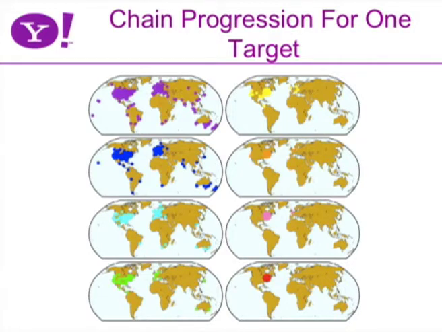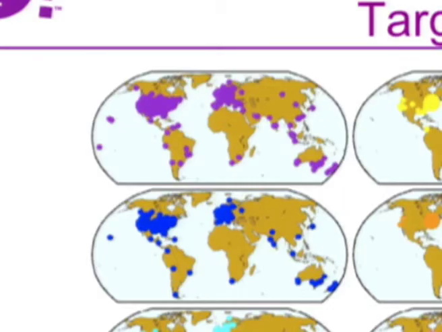So here you can see up in the top left-hand corner, those purple dots all show the original locations of the chains. They were all trying to reach Strogatz, who is the big red dot in the bottom right corner. And so you can see how they progress from step to step.